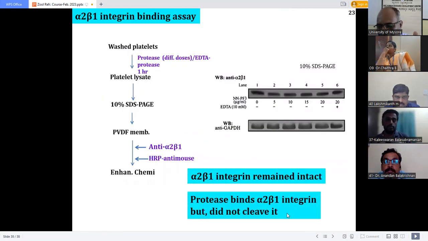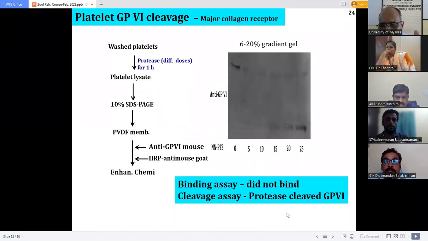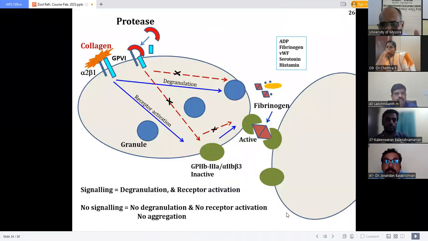We worked at the receptor level. I would like to give you a conclusion for this. See, how does collagen induce platelet aggregation? Collagen has two platelet receptors, alpha 2 beta 1 and glycoprotein 6. These two receptors are collagen receptors. Alpha 2 beta 1 is a minor receptor, and glycoprotein 6 is a major receptor for collagen.